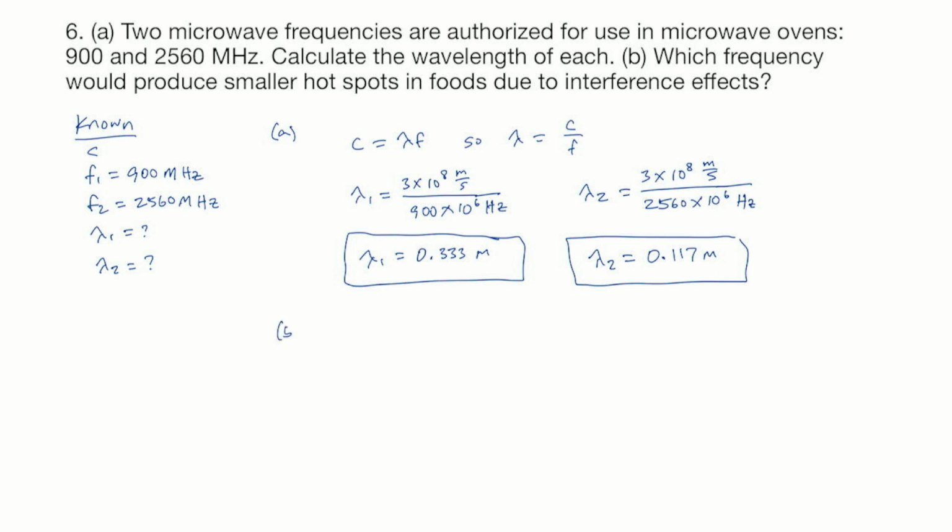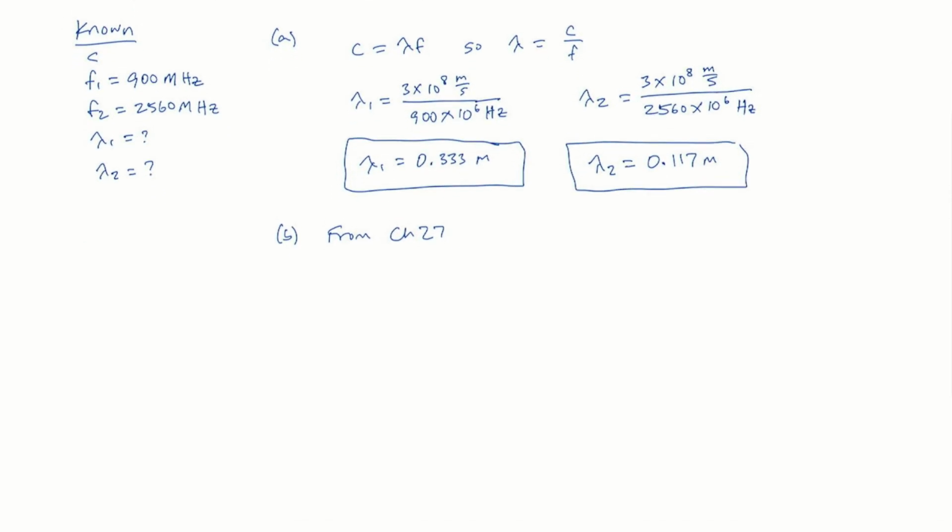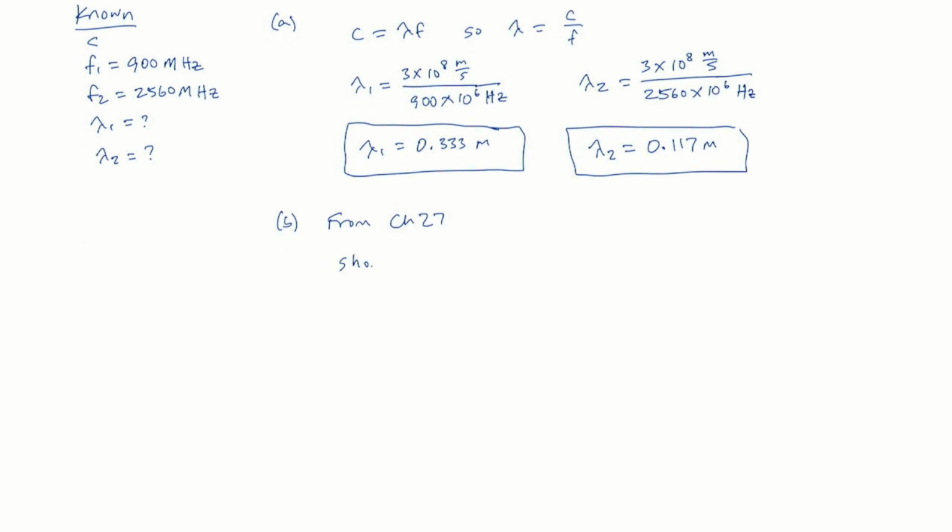Okay, now the smaller hotspots. We have to go to chapter 27 for this. So we can say from chapter 27. Okay, in chapter 27, you can find that a shorter wavelength will have a smaller width for the central maximum. So let's just write that down. Shorter lambda has a smaller width for the central maximum.